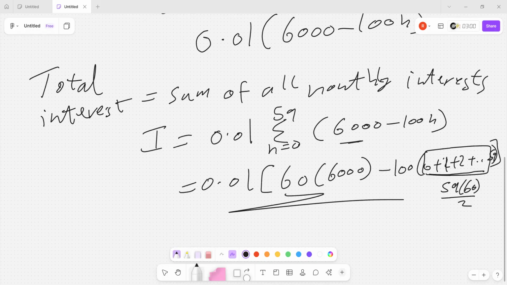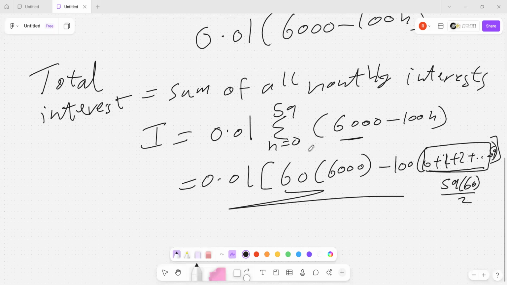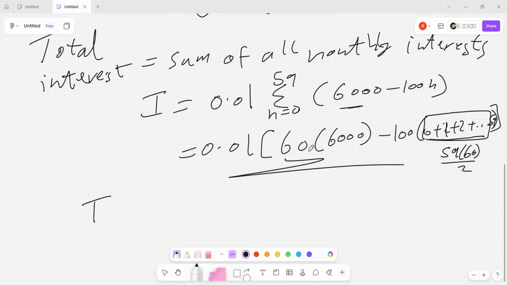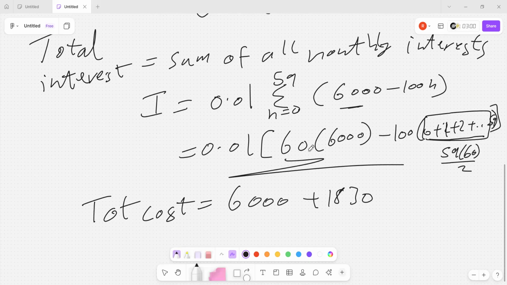$1,830. Perfect. So this is the interest that will be added to the total cost of the 6,000. So the total cost of the loan will be 6,000 plus 1,830, so it will be $7,830. Okay. So this is the total cost of the loan over 5 years.